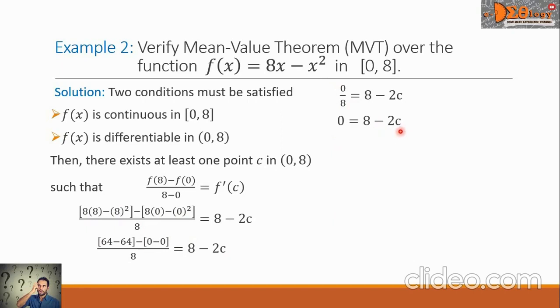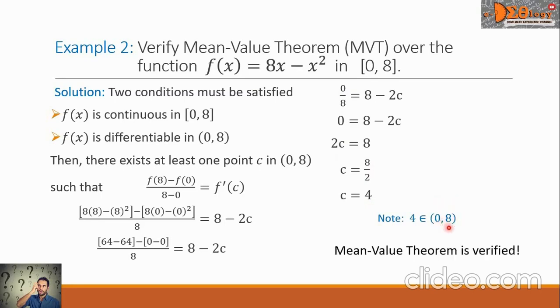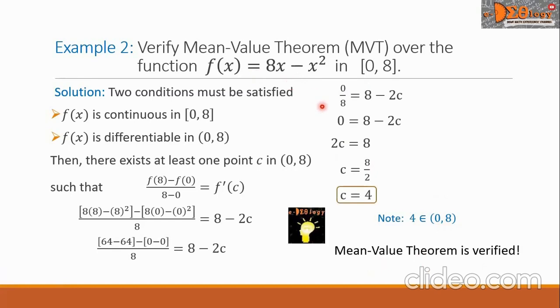This negative 2c we will transpose to the left. The negative 2c becomes positive 2c, and this is equal to 8. To get the value of c, divide both sides by the number 2, so we will have c equals 8 over 2, and this is now equal to 4. Take note that the number 4 is in the open interval from 0 to 8. Now we can say that the mean value theorem is verified for this function. This is our final answer.